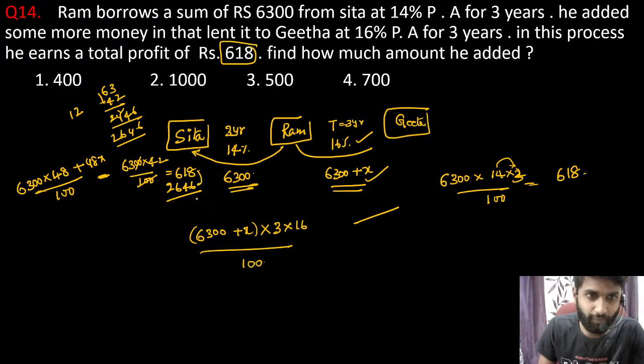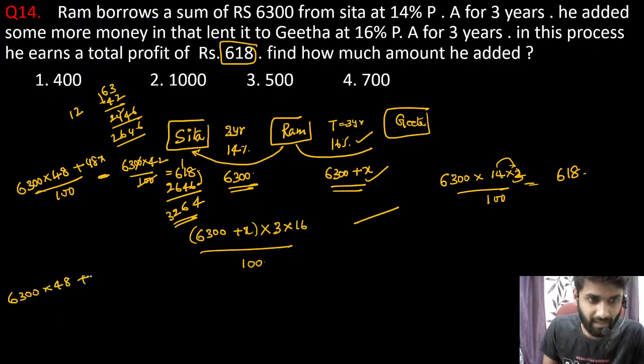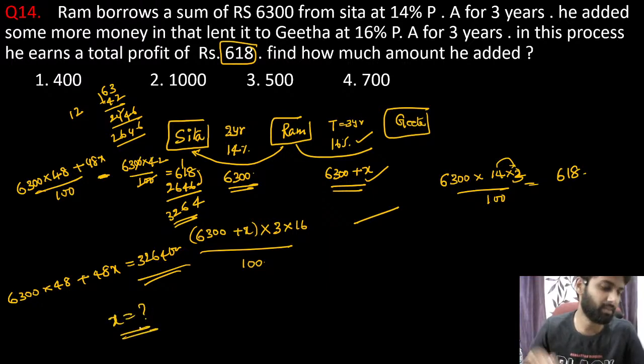Now see, 6 plus 4 is equal to 14. It's a value of 6. This is the value of 3264. Finally, the value becomes 6,300 into 48, plus 48x is exactly equal to 326400. If you go with the entire calculation, you can get the x value. This is the procedure.